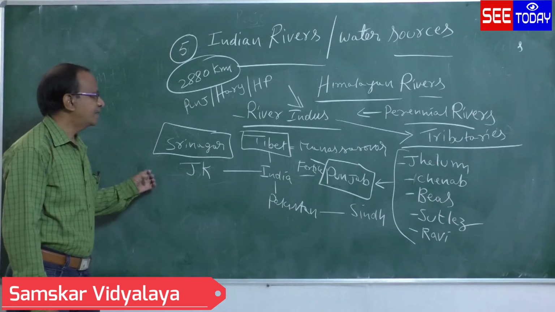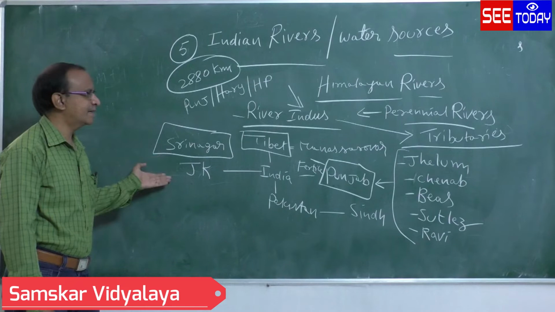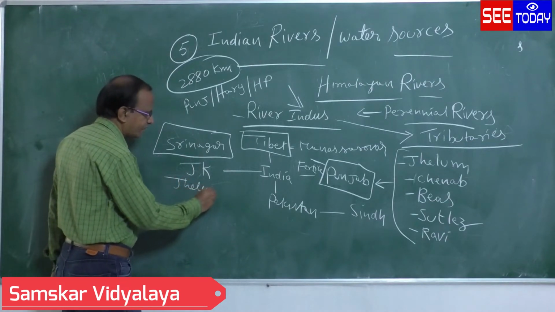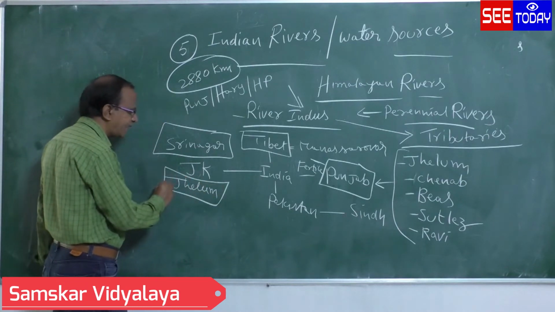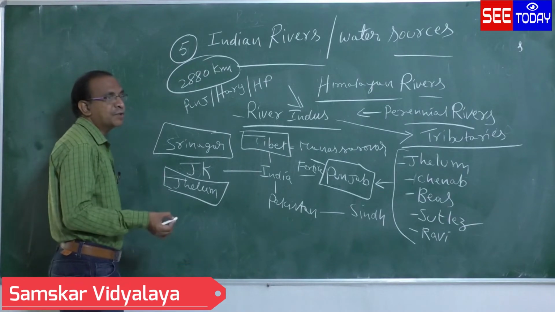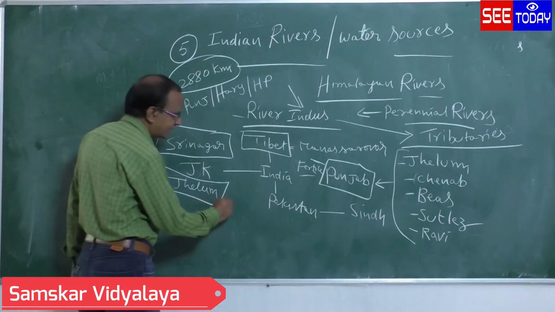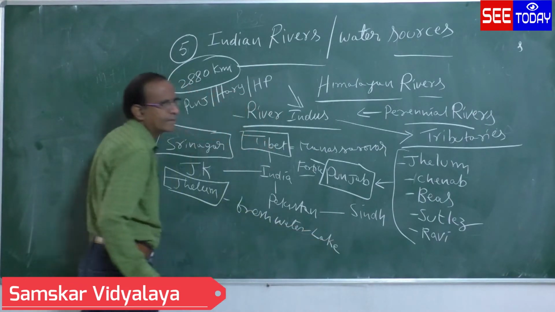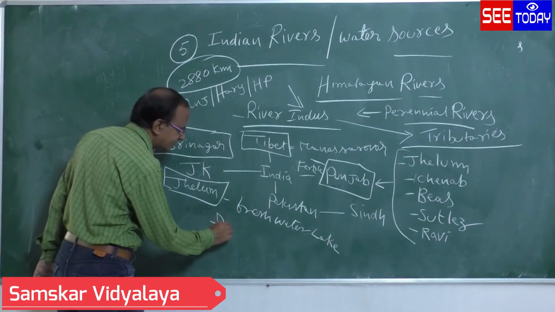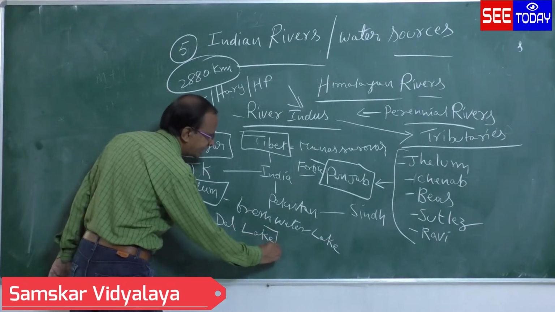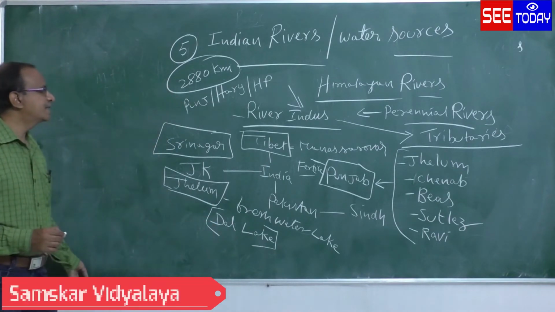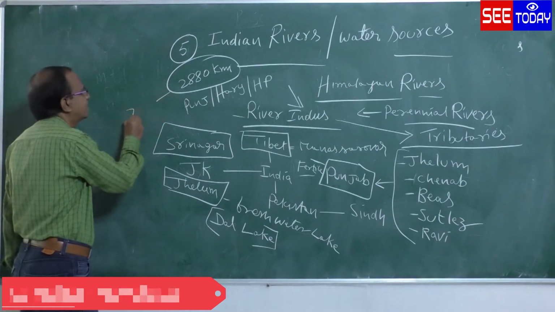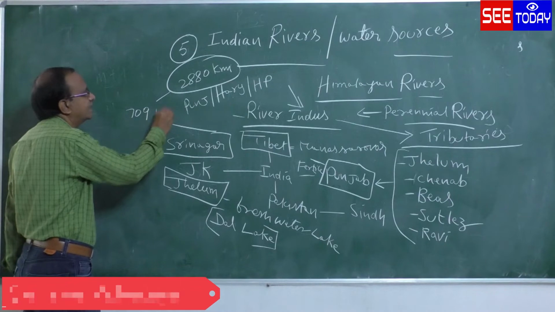Especially in Srinagar, this river and the Indus tributary play a very important role. One important tributary is the Jhelum. Connected to the river Jhelum, we have one of the largest freshwater lakes in Srinagar, called the Dal Lake, a freshwater lake in India, in Srinagar, Jammu Kashmir. Of the 2880 kilometers, the length flowing in India is 709 kilometers.